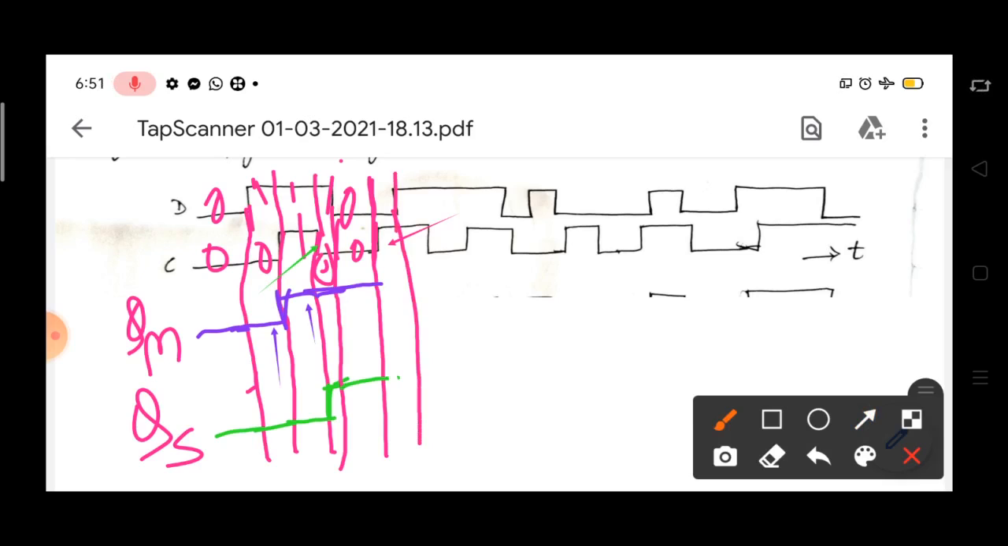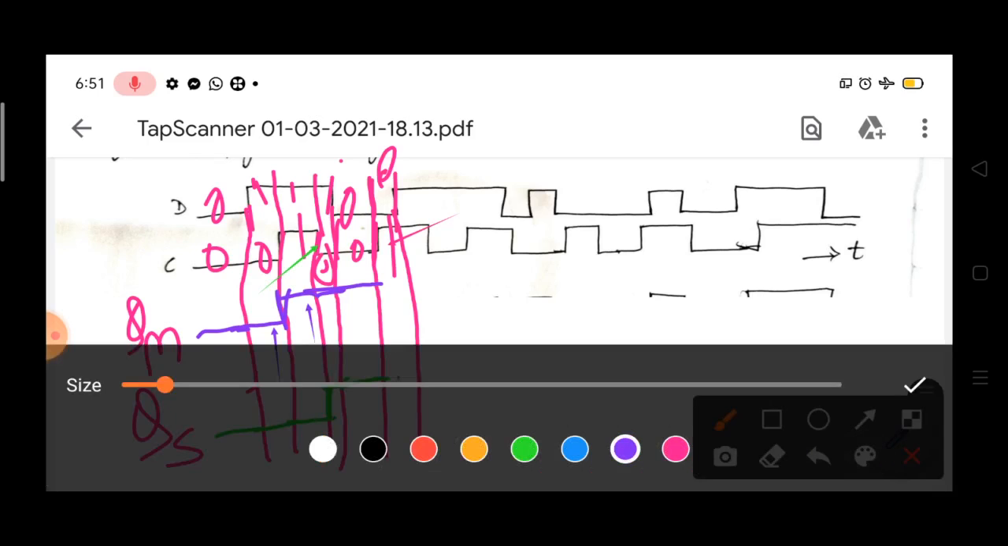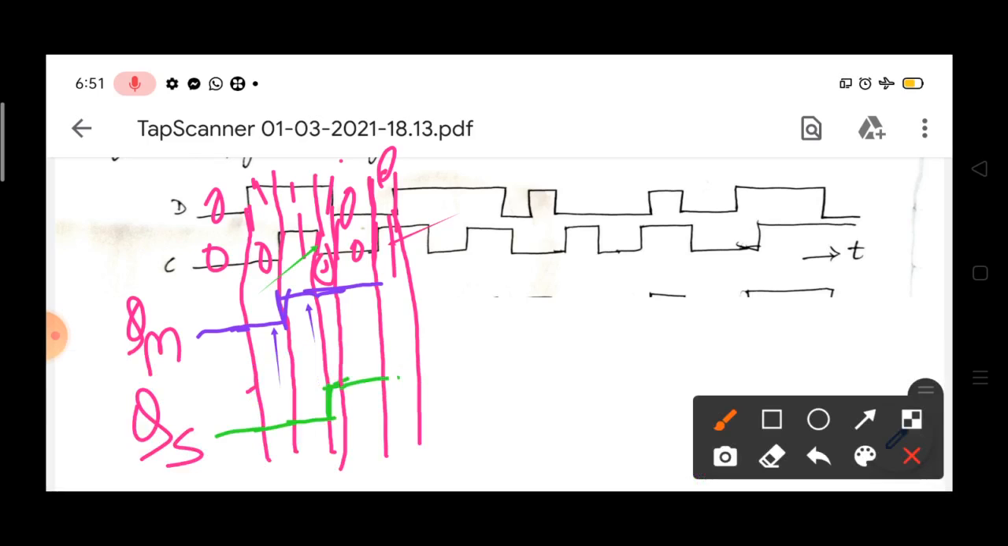See here, when D is still 0, clock has become 1. D is 0 and clock has become 1. It means what? Our QM follows input. Output follows input. So my output QM goes to 0 here, up till this point. I hope you understood.